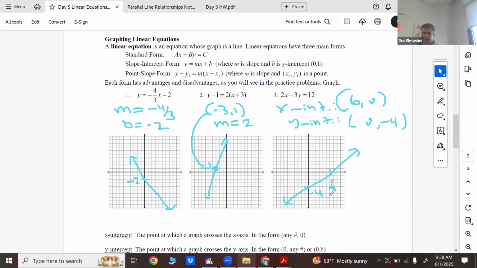Okay, that's not the best color. That's a little hard to read. But notice they even say right there, x, y-intercepts, right? The point at which a graph crosses the x-axis. So any number comma 0. Y-intercept, the point at which a graph crosses the y-axis. 0 comma any number, or 0 comma b. But that's the efficient way for doing that.